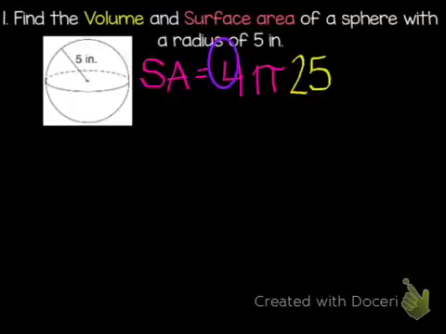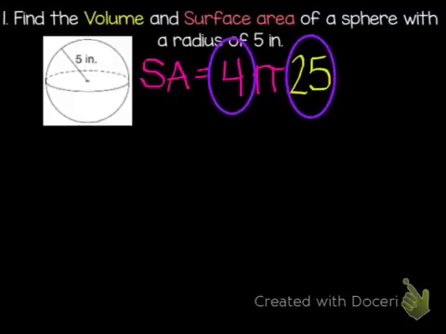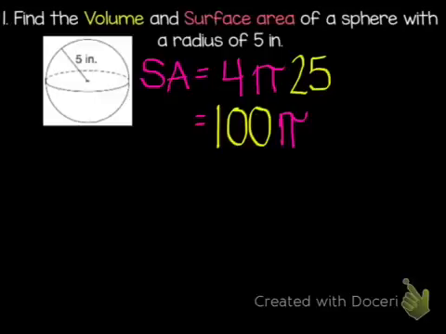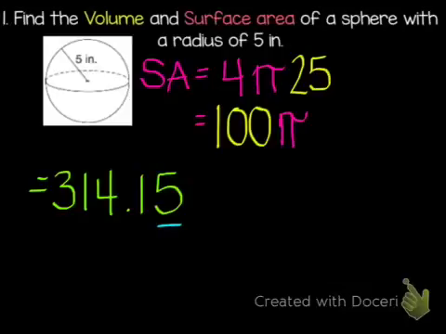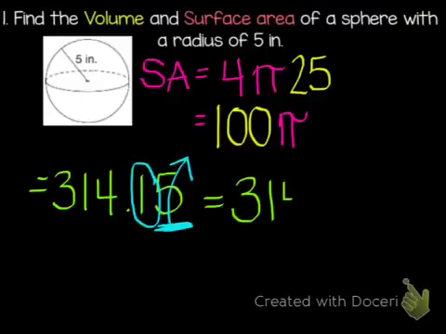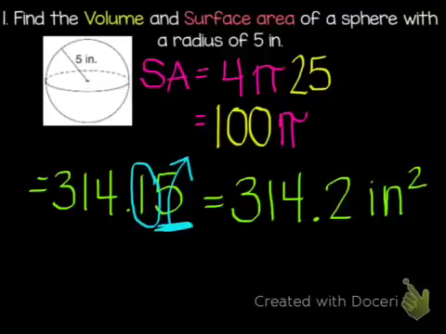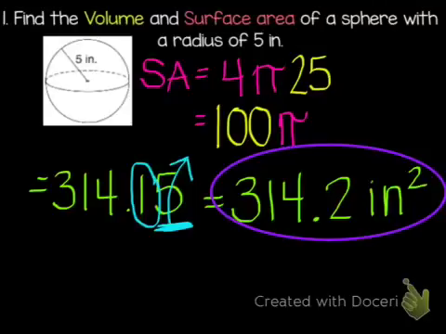The next step is to multiply out the numbers other than pi. I've got 4 and 25, so 4 times 25 is equal to 100 times pi. When we do 100 times the pi button, we get 314.1592. In our rounding, this is 5 or bigger, so we round 0.1 up to 0.2. So for our surface area, our answer is 314.2 inches, and this time surface area is only squared. Volume was cubed, but surface area is only squared. So those are the two answers for question number 1.